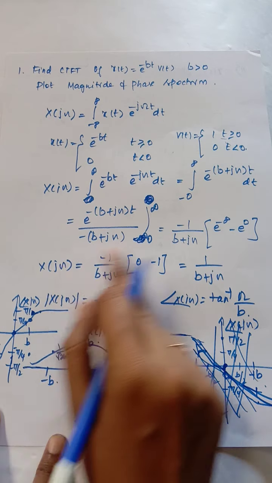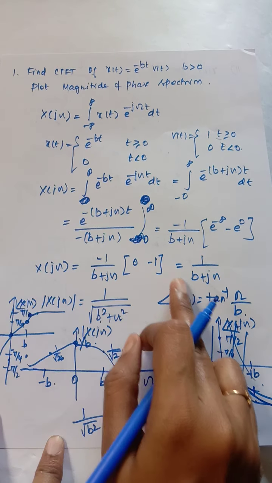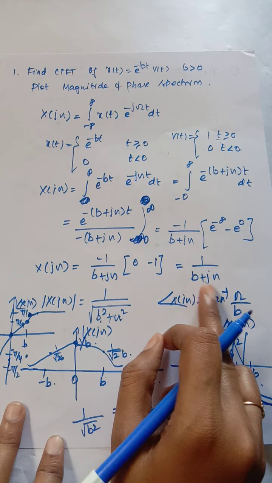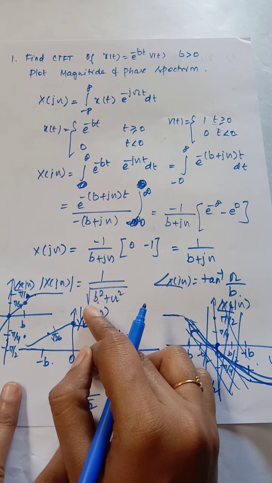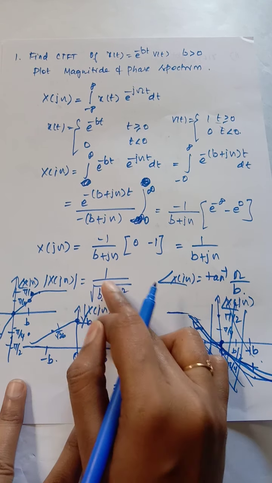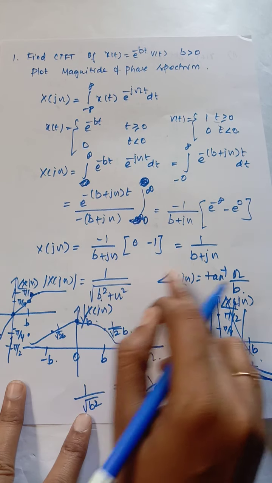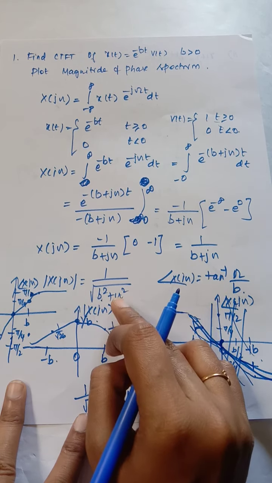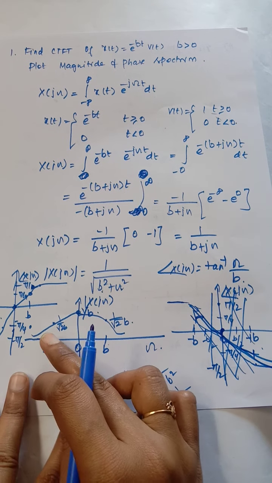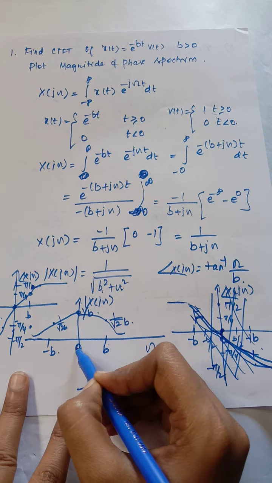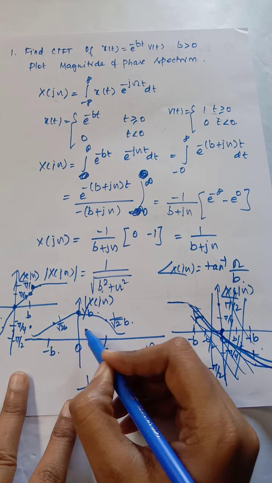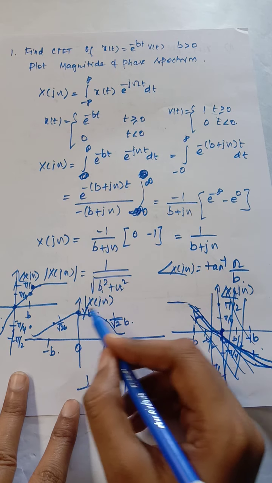So here, when you integrate this, X of j omega, you will get 1 by b plus j omega. So I need to find the magnitude and phase spectra. The magnitude is 1 by the square root of the real part squared plus the imaginary part squared. When you substitute omega equal to 0, you will get 1 by root of b square, so it is 1 by b.